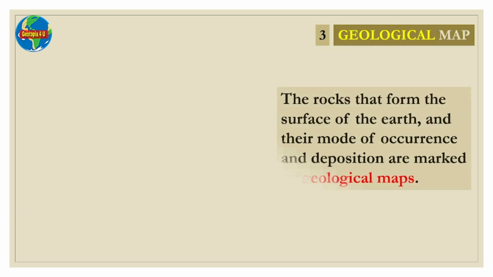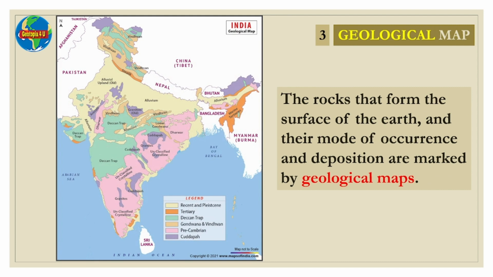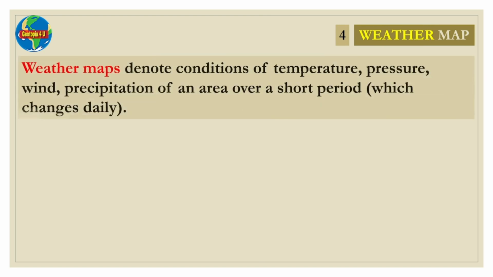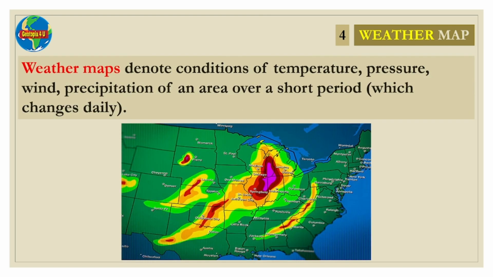Number 3. Geological map. The rocks that form the surface of the earth and their mode of occurrence and deposition are marked by geological maps. Number 4. Weather map. Weather maps denote conditions of temperature, pressure, wind, precipitation of an area over a short period, which changes daily.